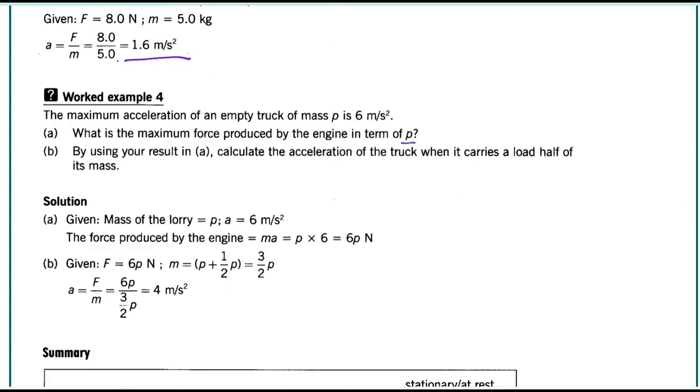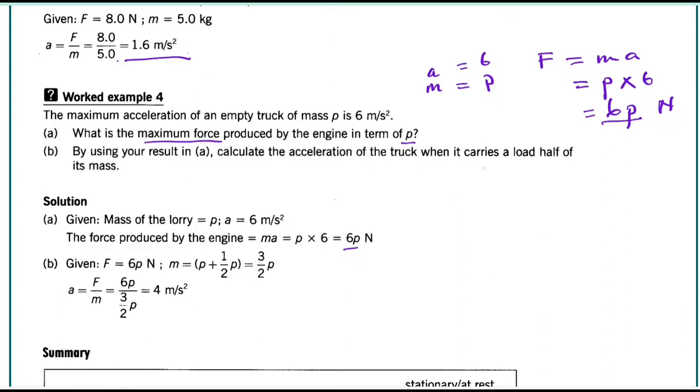So our mass is equal to P, and our acceleration is equal to 6, which means we are able to calculate the maximum force. So the maximum force F is equal to m times a, which is equal to our mass P, multiplied by our acceleration, 6. Therefore we obtain 6P newtons.